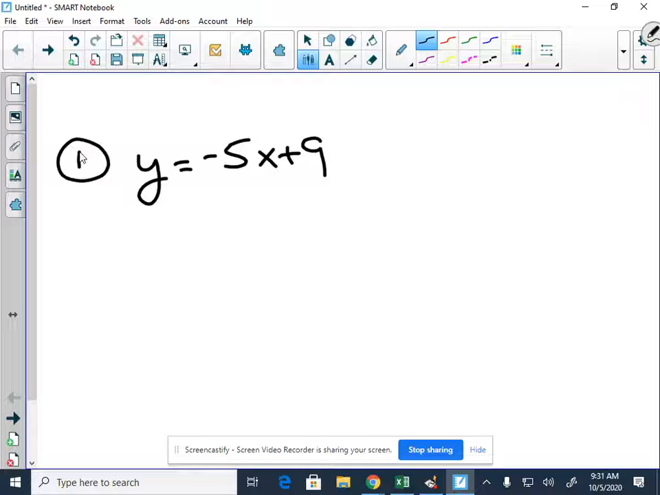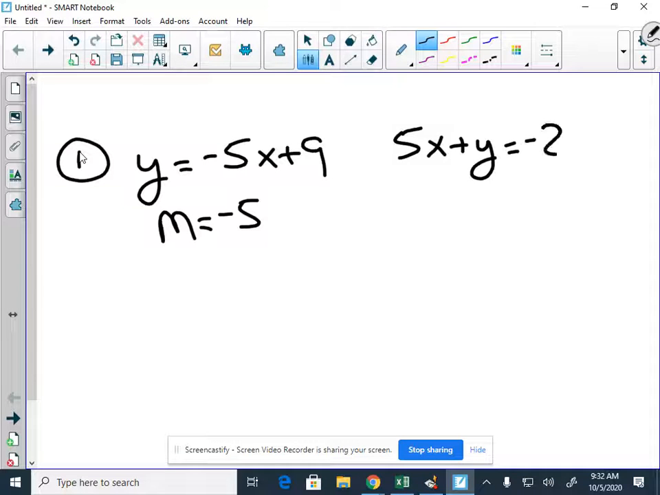What is the slope? What's the slope of this line? Negative 5, just a negative 5. Now the other one is 5x plus y equals negative 21. Remember, I'm recording, so don't use your names or anything like that, please. But this one, it's not in the correct form.